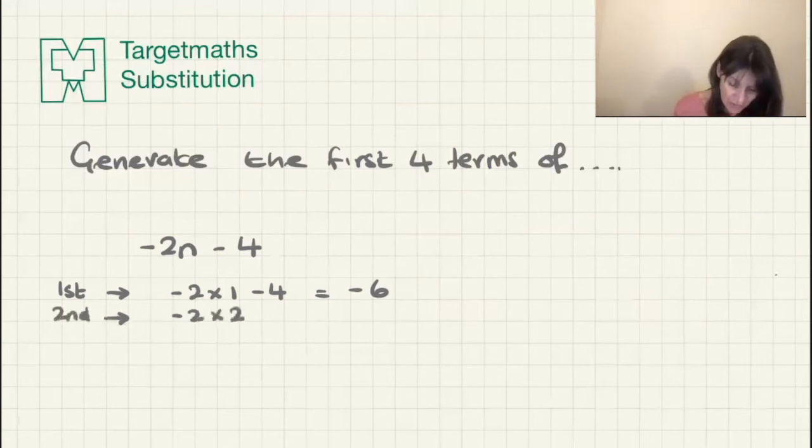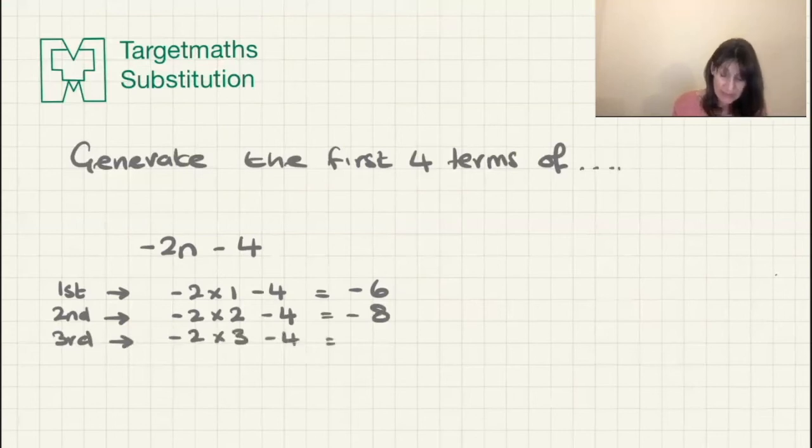-2 times 2, and then -4. So -2 times 2 is -4. -4 minus 4 is -8. Okay, the third number, -2 times 3, -4. So -2 times 3 is -6. -6 minus 4 is -10. Last but not least, we're putting the fourth one in. -2 times 4, and then -4. So -2 times 4 is -8, and -8 minus 4 is equal to -12.